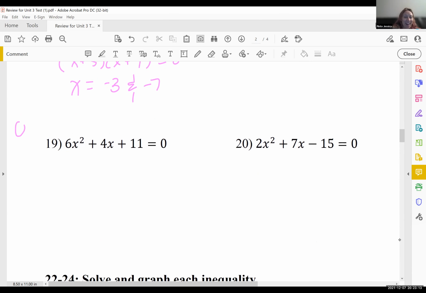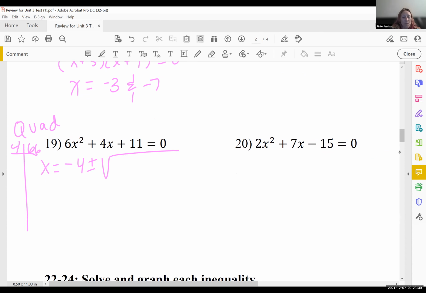19 is another quadratic. So this one has a lead term of 6, or a lead coefficient of 6. So I've got 66 and 4, and it's a positive 66. So there's no way that's going to work. So I have to use the quadratic formula here. I'm expecting 2 answers. They might both be imaginary. Probably. All right, so I've got -4 plus or minus b squared, which is 16, minus 4 times 6 times 11, all divided by 2a. So a is 6, so 12.